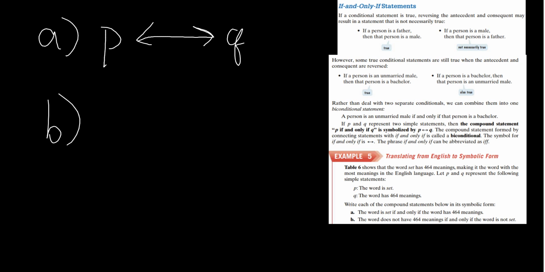B, the word does not have 464 meanings if and only if the word is not set. Okay, so the word does not have 464 meanings, and that corresponds with Q. If and only if, so we're going to put our if and only if symbol. The word is not set, so we're going to put not P.